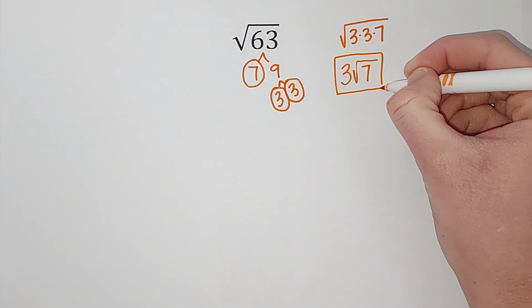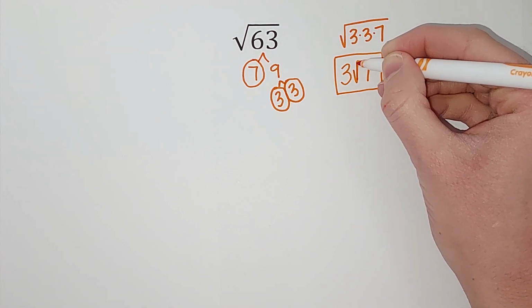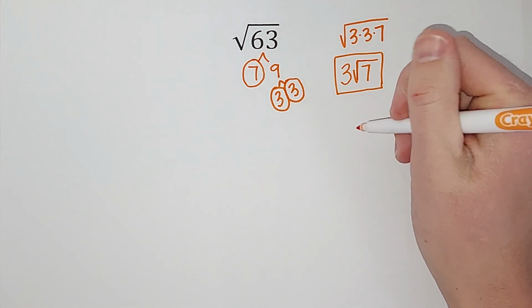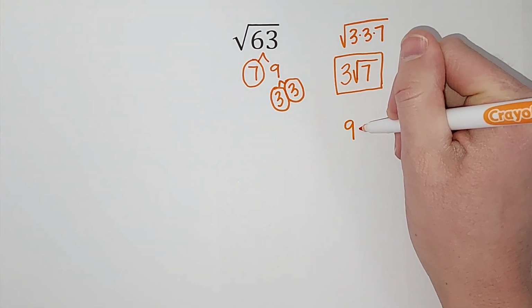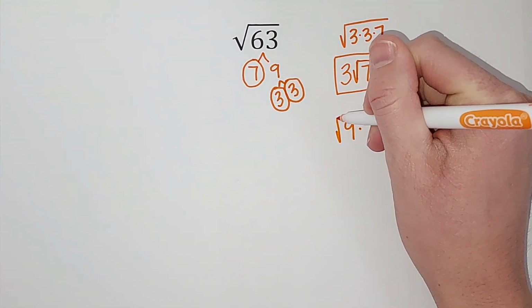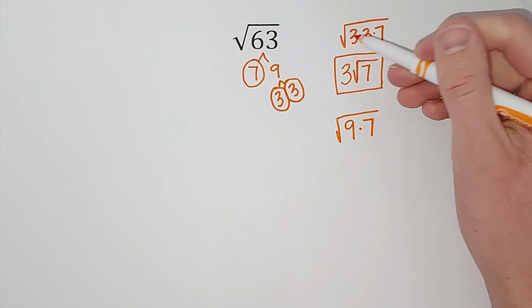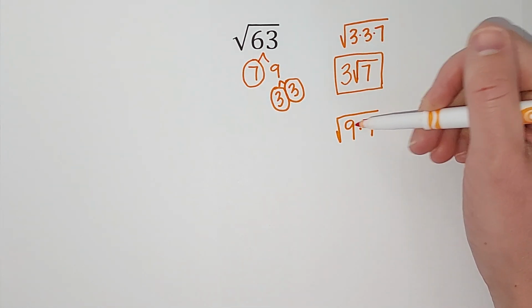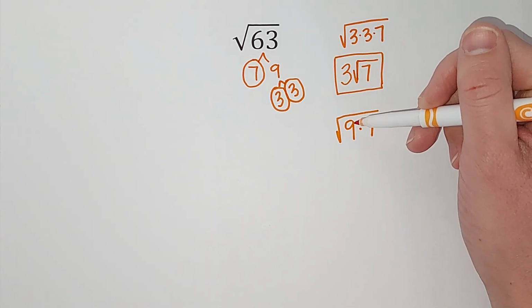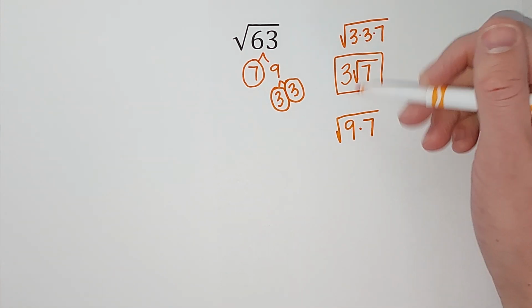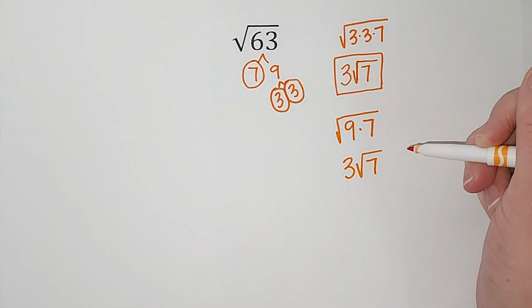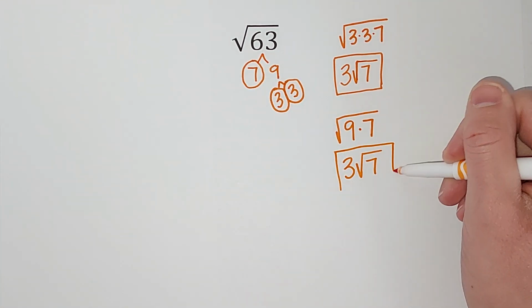Now, if you're like, why did you get to just turn that from 2 3s to 1? If that was confusing, think of it like this. Like I had 9 times 7 under there, which is this. I just multiplied the 3s to make it a 9, right? So if I have 9 times 7 under there, I'm like, oh, the square root of 9 is 3. So I pulled that 3 out. We're still left with 7 under there. Okay, same answer, just a different way of looking at it.